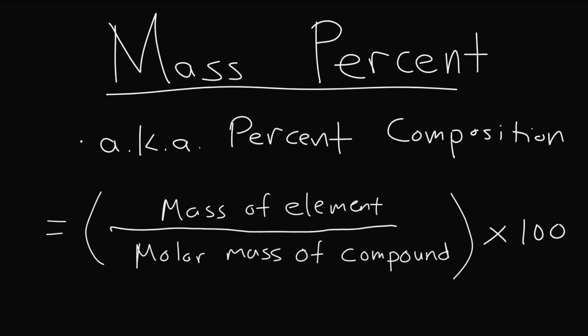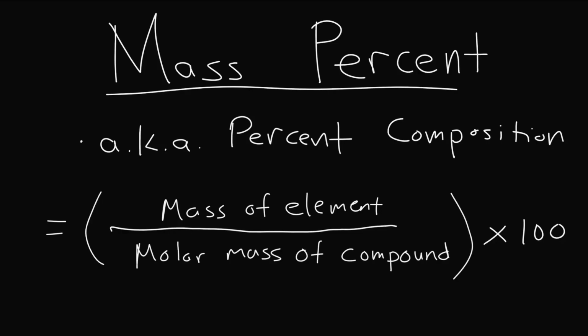Today we're going to talk about two concepts that both include the word percent, but are not exactly the same thing. The first one is going to be mass percent, and later we'll talk about percent yield and what the difference is between these. But let's start with mass percent. So what exactly is it?